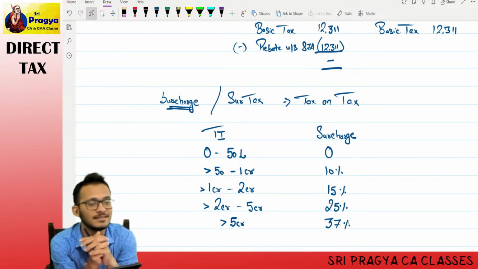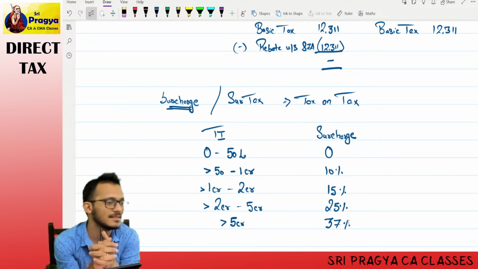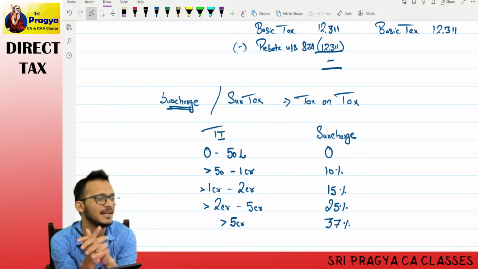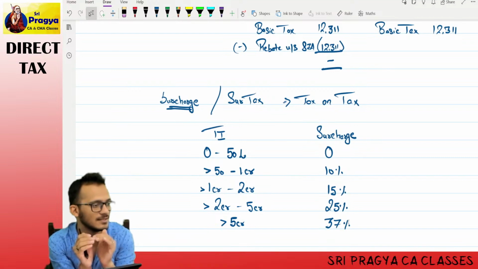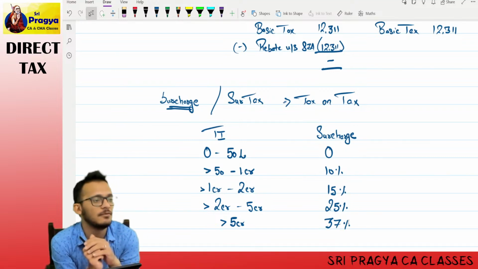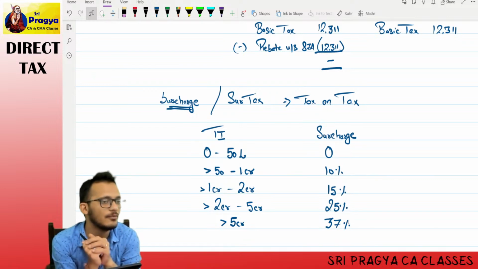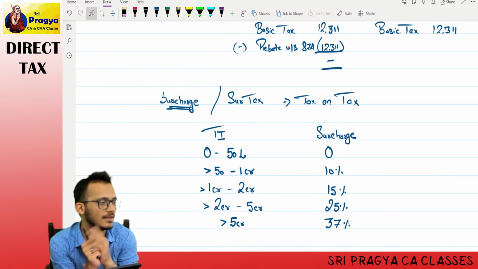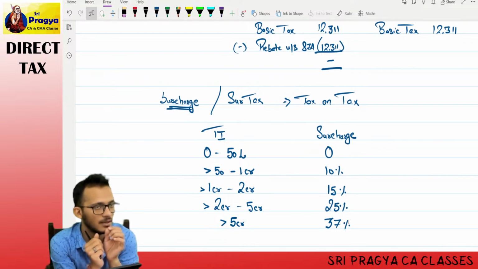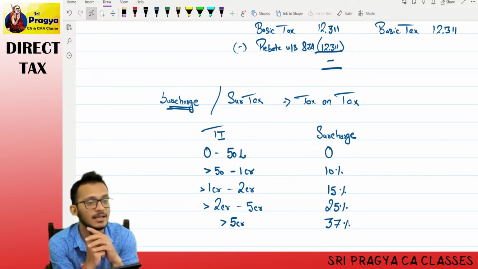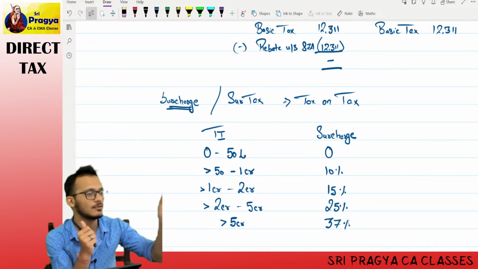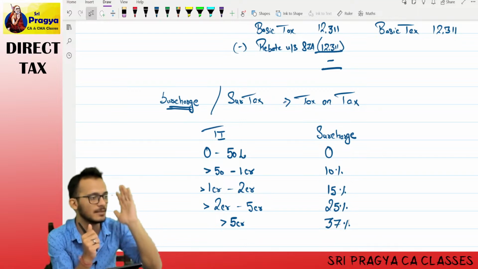Now my question is, Rahul, is this surcharge on slab rate basis? Meaning up to 50 lakhs no surcharge, and above 50 lakhs, something else? No. This is a flat number. If you have an income up to 50 lakhs, no surcharge. If you have an income of 1 crore, they will not say the first 50 lakhs no surcharge and the balance 10%. It is 10% on the whole amount.